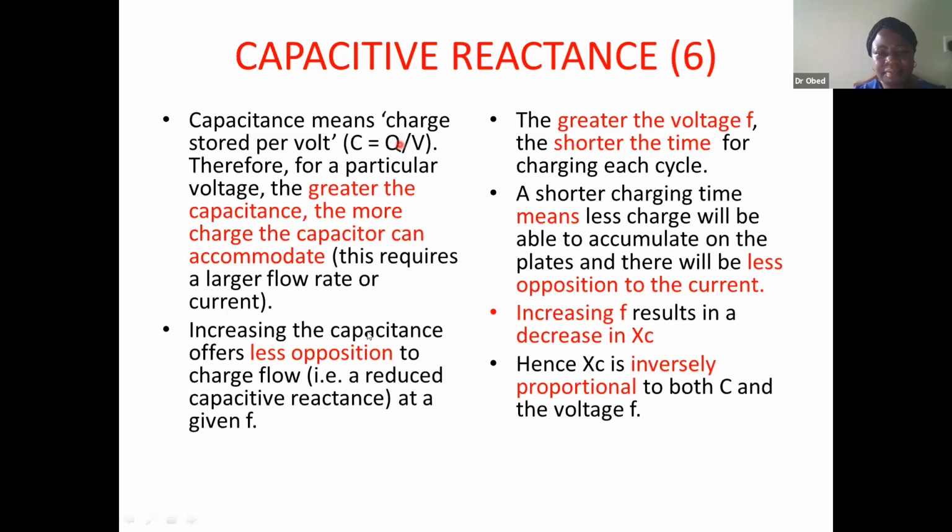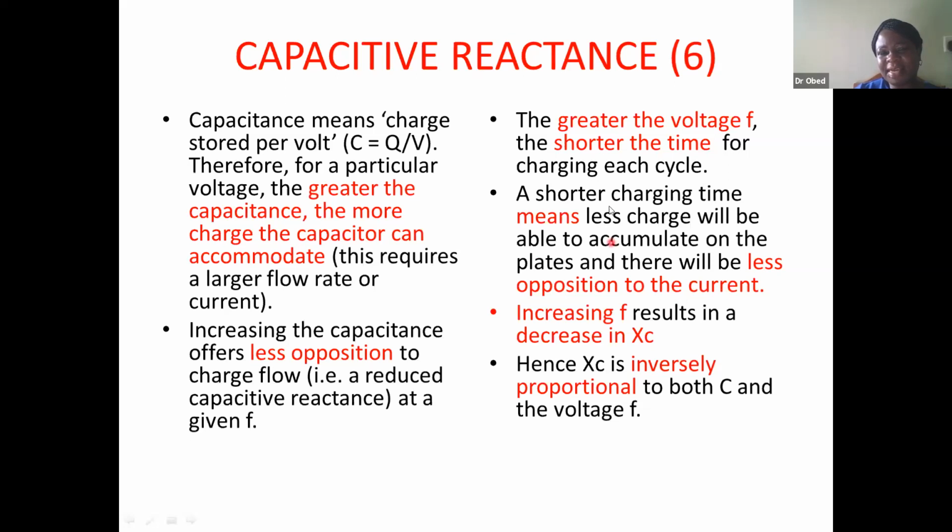So increasing the capacitance offers less opposition to charge flow. That is a reduced capacitive reactance at a given voltage frequency F. So the greater the voltage frequency, the shorter the time for charging each cycle. A shorter charging time means less charge will be able to accumulate on the plates of the capacitor, and there will be less opposition to the current.